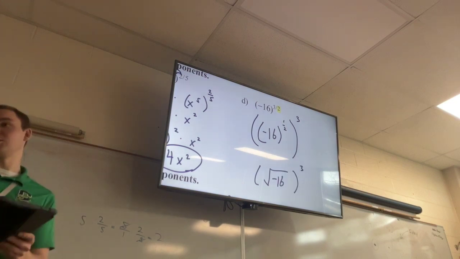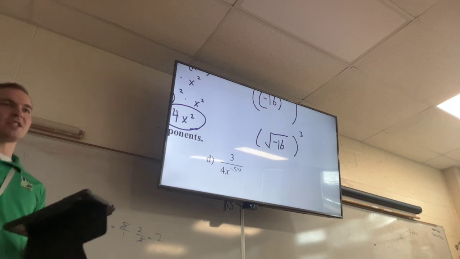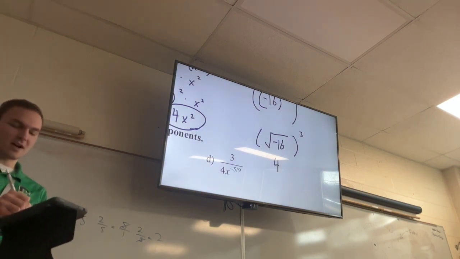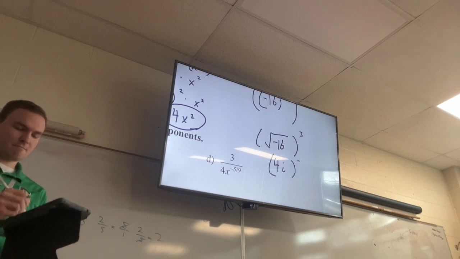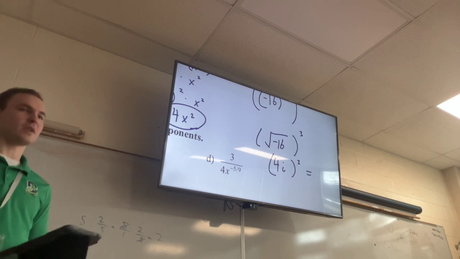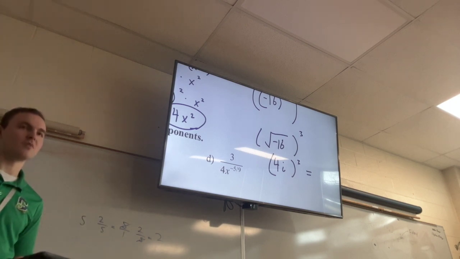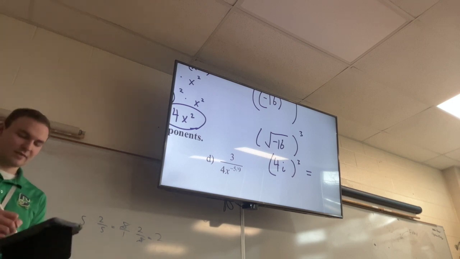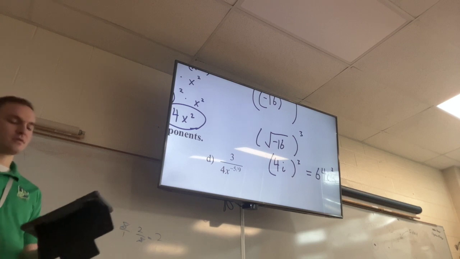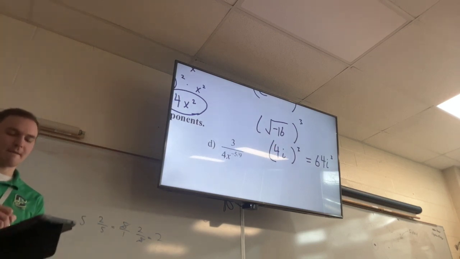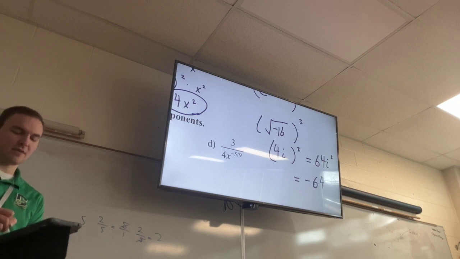So there's no real solutions. It's the square root of negative 16, which is 4i. So this is going to be 4i cubed. What's 4 cubed? 4 times 4 times 4, 64, and then i cubed. What's i cubed? It's going to be negative i. It's negative 64i.